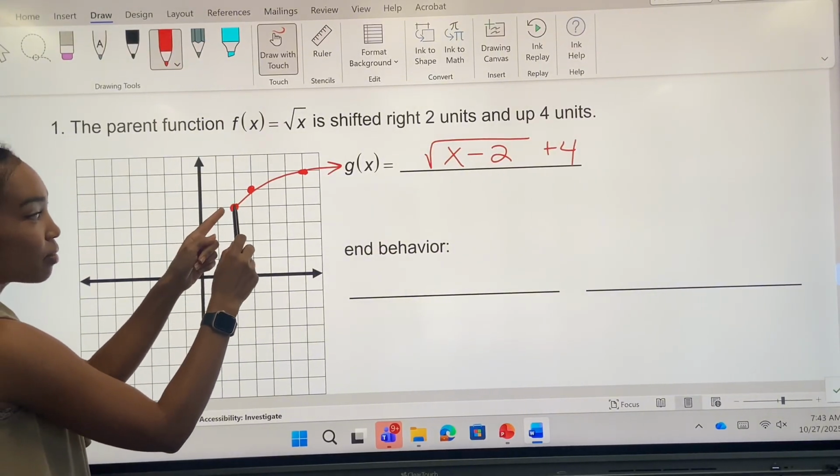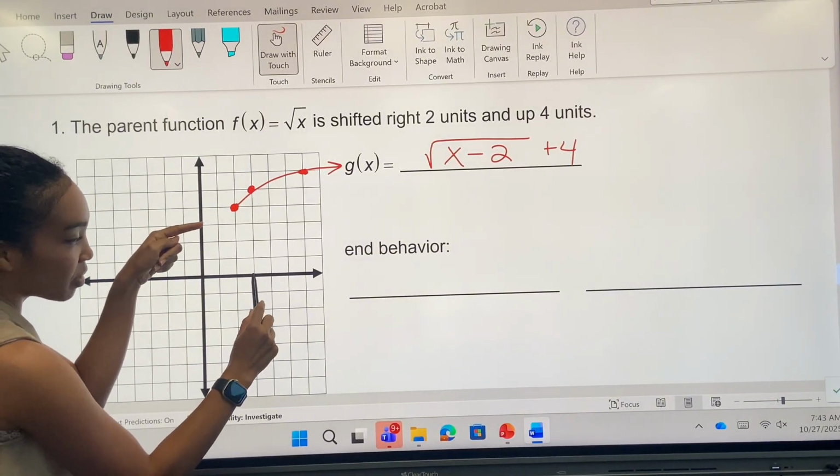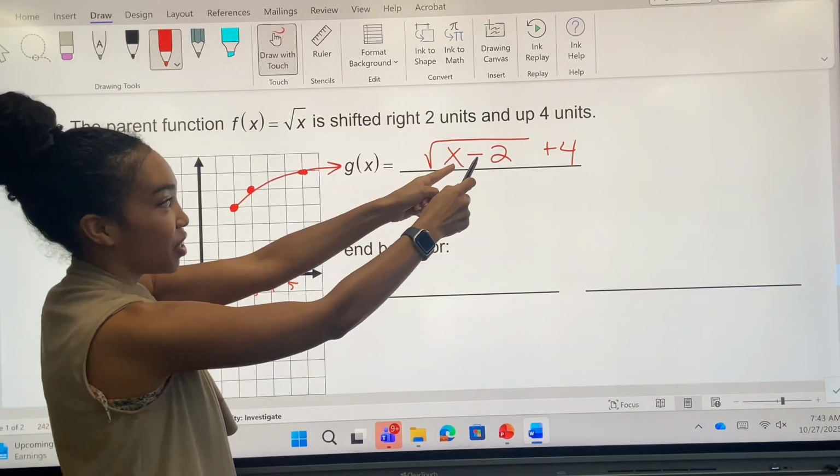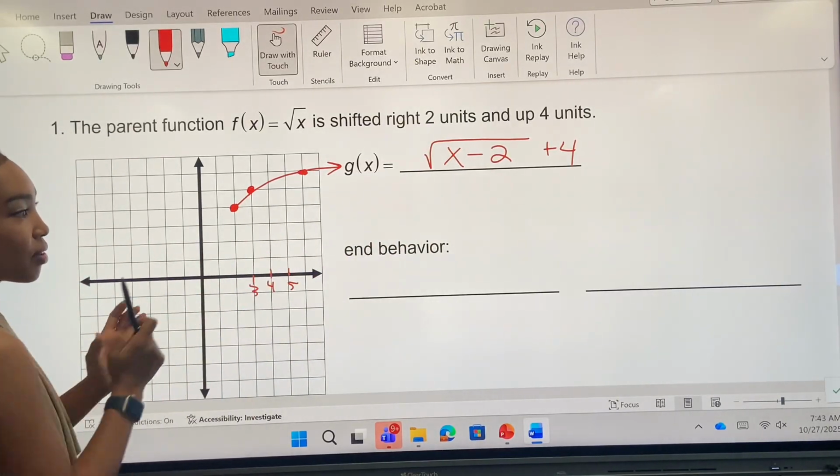So you can plug in, this is at x equals 3 right here. This is 4, this is 5. You can plug these numbers in here to get your exact point, okay?